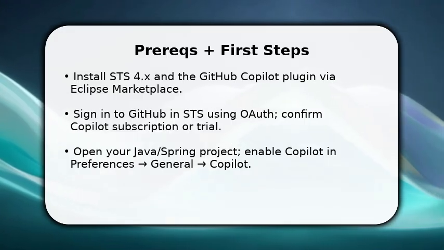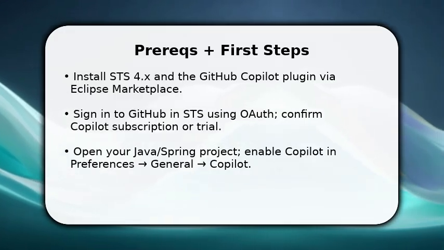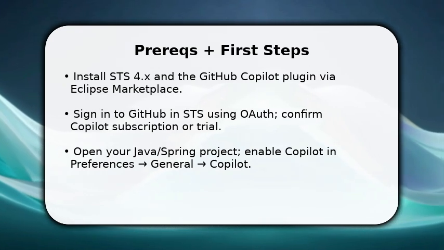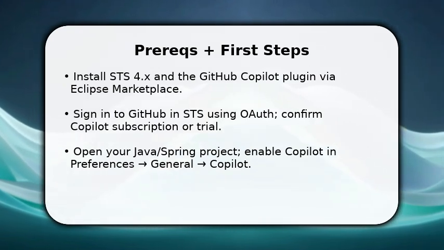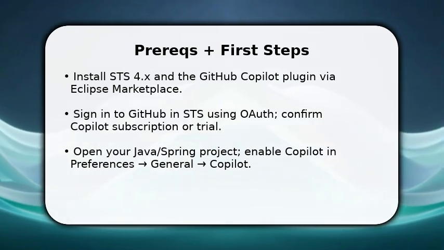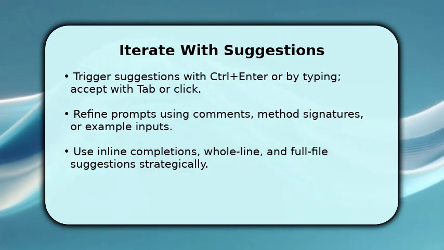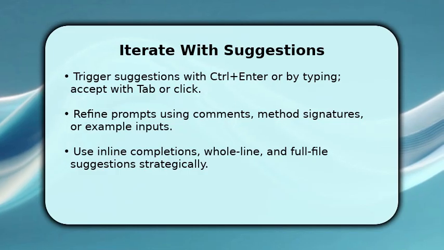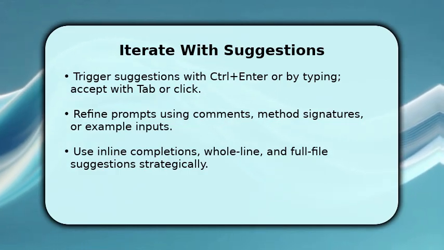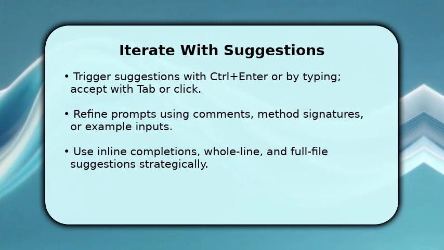Now position your caret in a source file and type a clear comment describing the function you want. That first prompt kicks off live suggestions immediately. You build on the initial prompt by invoking suggestions with Control plus Enter or simply typing, accept what fits with Tab. Once you get a draft, refine the prompt.